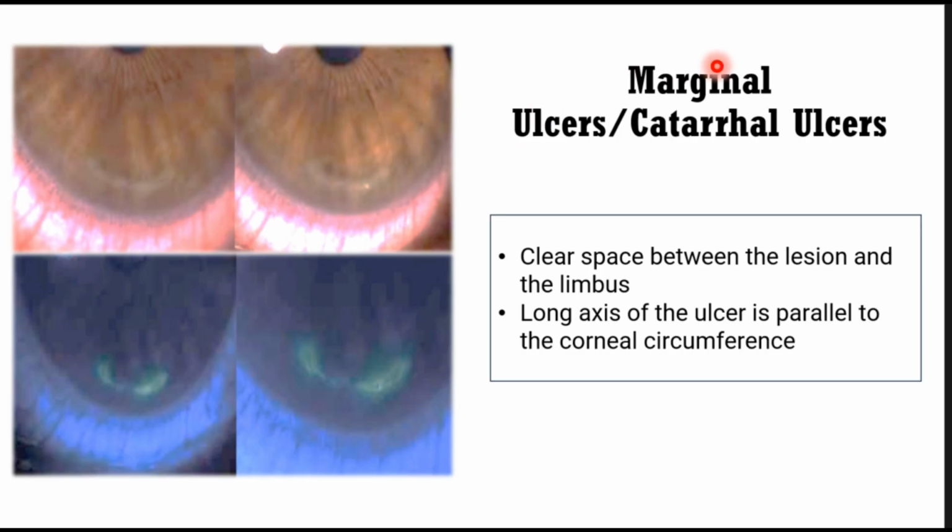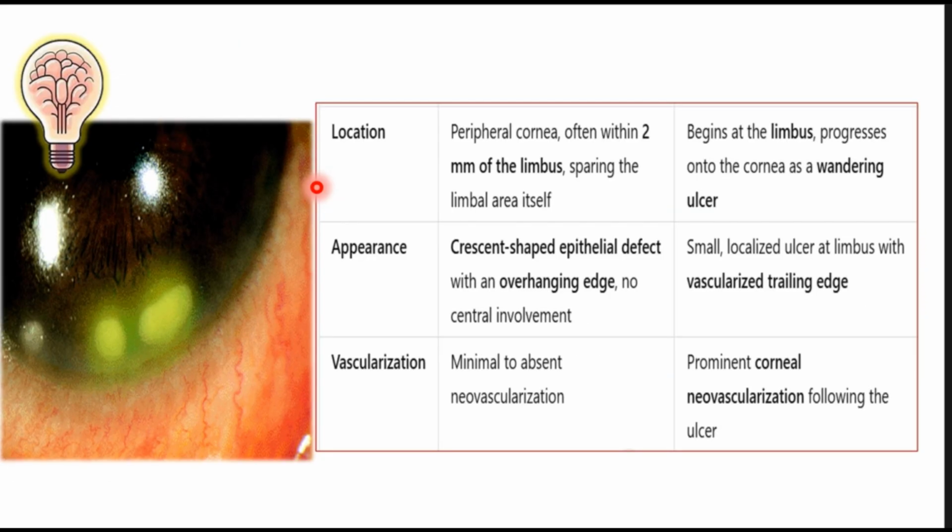Then you can have marginal ulcers or catarrhal ulcers. I told you here you are going to see clear space between the lesion and the limbus. However, in phlyctenular keratoconjunctivitis, they are going to start right at the limbus. Moreover, look at this ulcer of marginal keratitis. Their orientation is parallel to the corneal circumference. So these are again some of the lesions of marginal keratitis. You still see some amount of empty space here. So these are basically located within the 2 mm of the limbus, sparing the limbal area itself. However, the phlyctenular keratitis will start at the limbus and then progress toward the center.